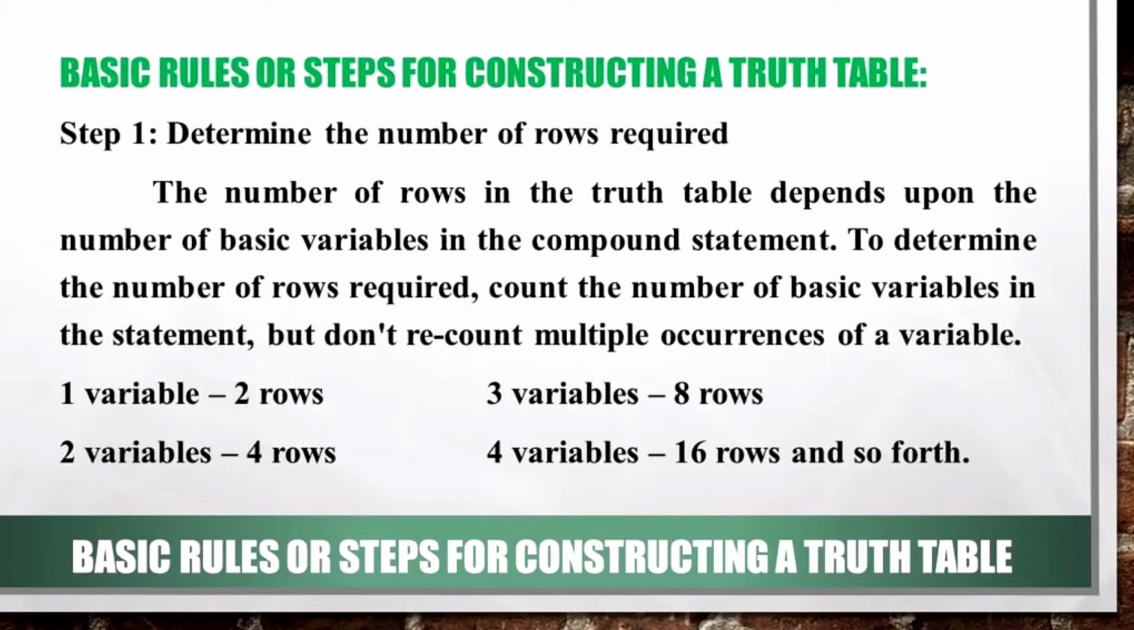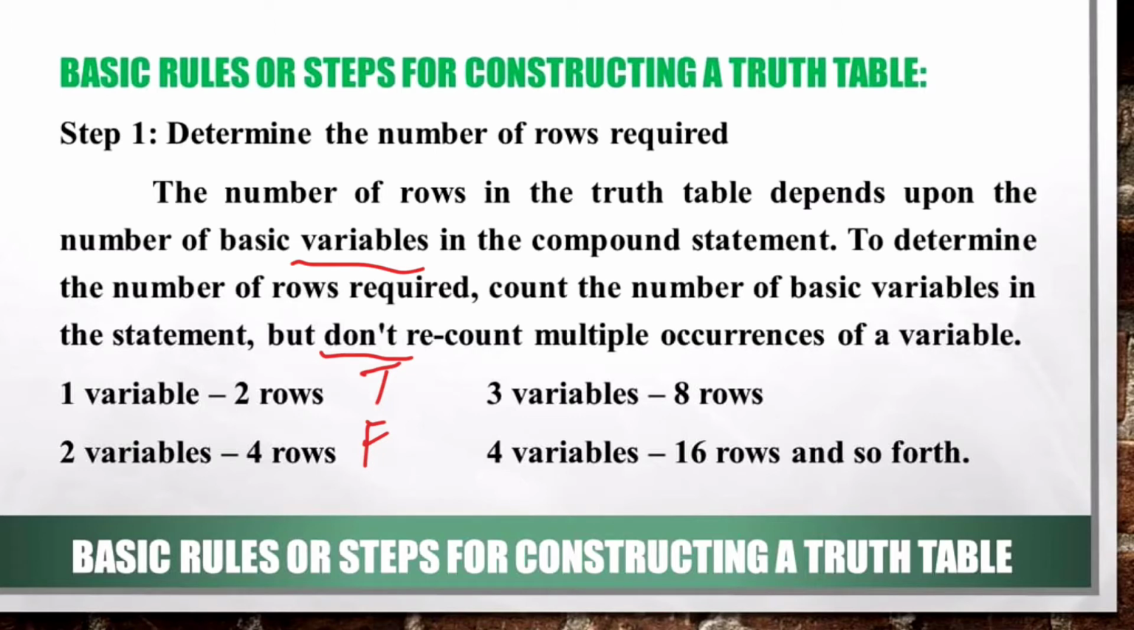So, the number of rows in a truth table depends upon the number of basic variables or basic statements in the compound statement. To determine the number of rows, count the number of basic variables in the statement, but don't recount multiple occurrences of a variable. So, if we have one variable, ibig sabihin, isa lang yung statement natin, meron lang dalawang rows. Kasi ang possible lang outcome nun ay true or false.